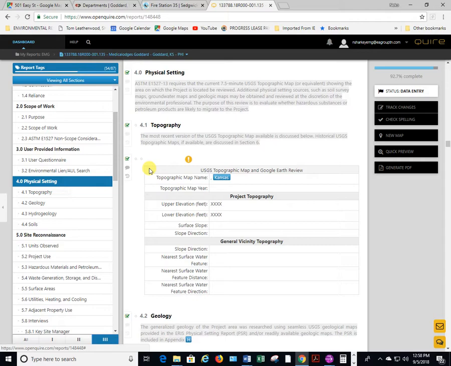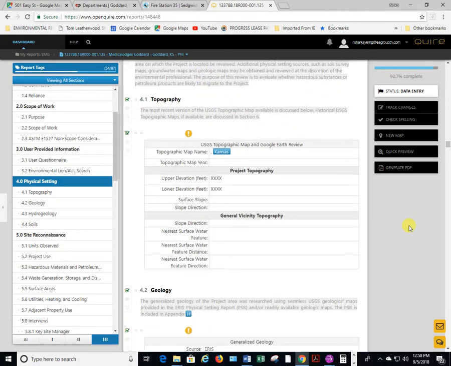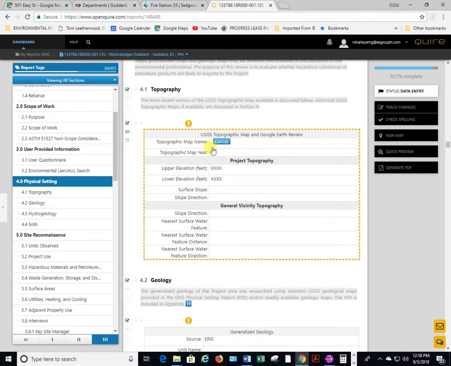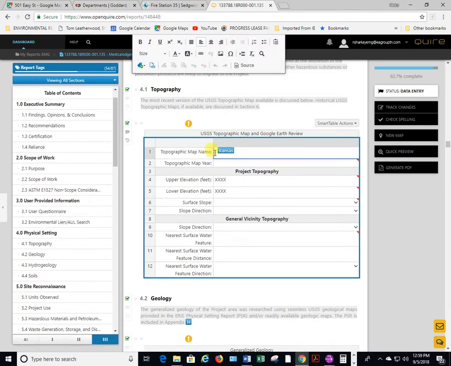All right, so here we go. Section 4.0, physical settings. This is in gray. Remember, things in gray you can't touch and don't have to touch. Okay, I'm only going to fill out these charts that are located here. Okay, and so first thing I need to fill out is they've already got a report tag in this block, but they need the name of the topographic map. Topographic map name. Where do I find that at?